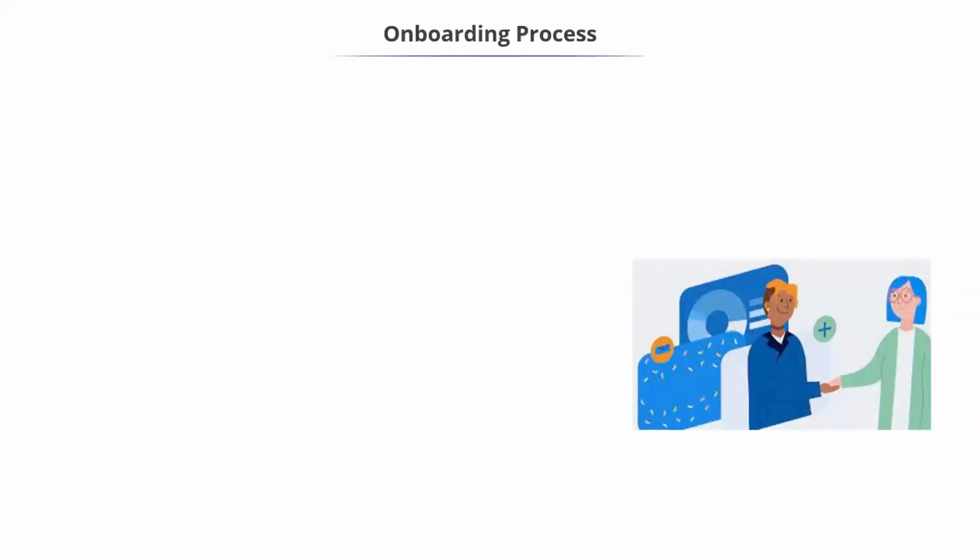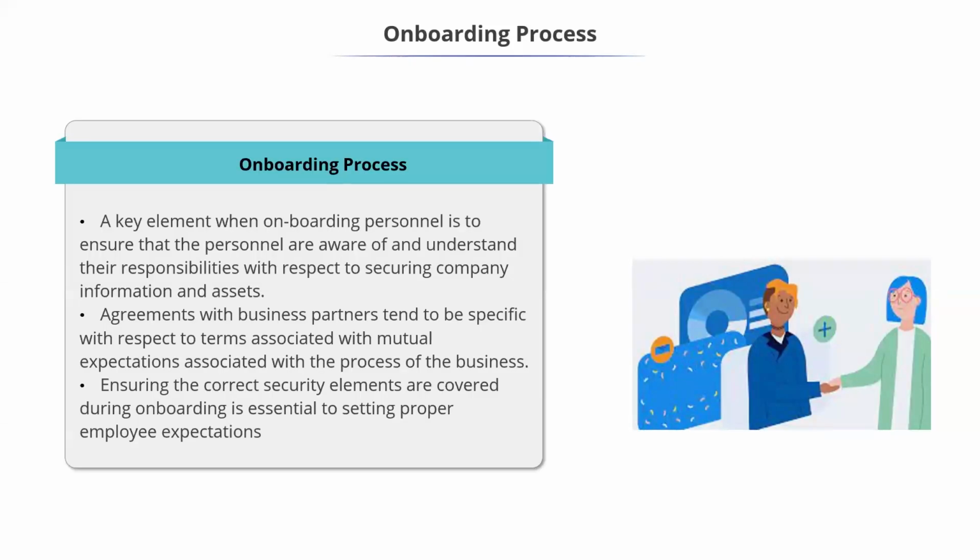Onboarding process. So there are two types of onboarding, mates. One is when you join an organization, you have to undergo trainings, you have to sign agreements. In your agreements, NDAs are also part of it: non-disclosure agreements, intellectual property agreements, security agreements.